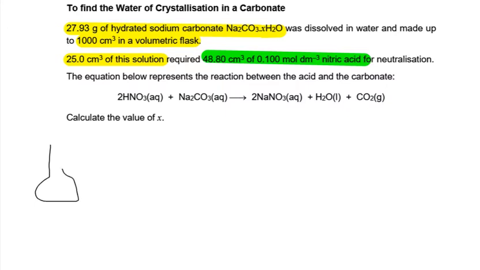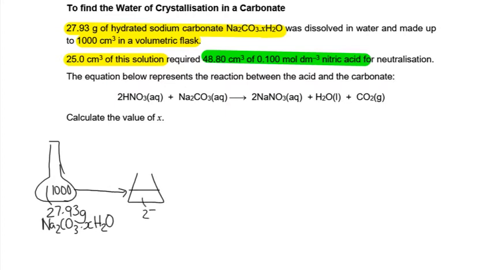Let's just have a look at our experiment visually. We've got our volumetric flask, although we could draw that a little bit better than that. And in there we've got 27.93 grams, but we don't know the MR because we don't know what the X is, so we're going to be calculating MR, very similar to the pages about further titration calculations. There was 1,000 centimetres cubed here, and then we're going to put 25 of it into a conical and titrate it with 48.8 centimetres cubed of 0.1 moles per decimetre cubed nitric acid.